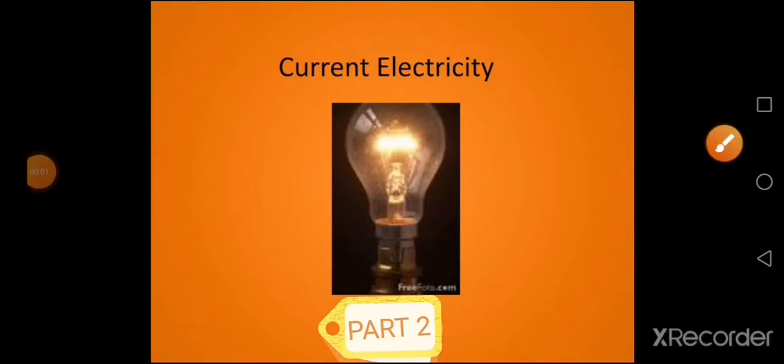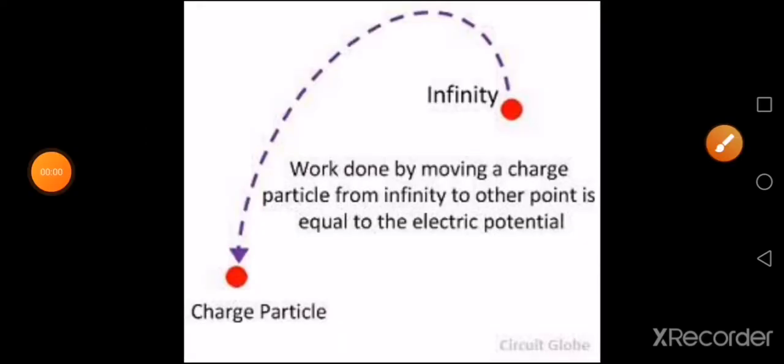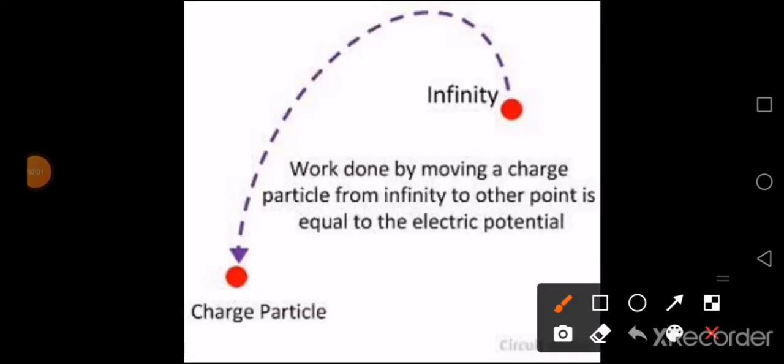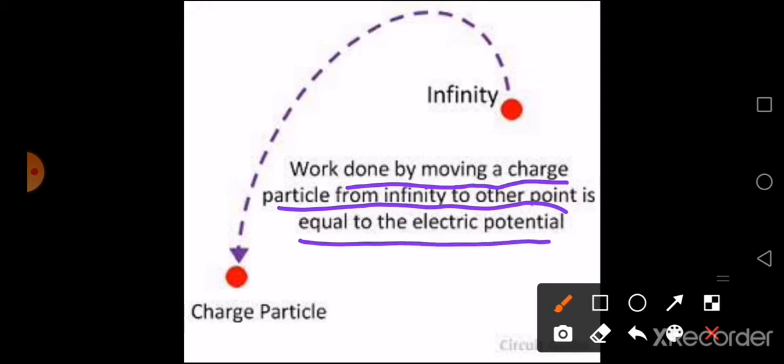So first, let us start with electric potential. Now, electric potential is the work done by moving a charged particle from infinity to any other point. Okay, what is electric potential? It is the work done by moving a charge from infinity to any particular point, right? So that you call an electric potential.